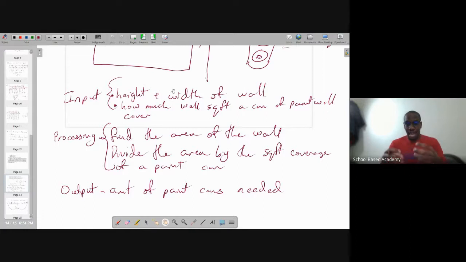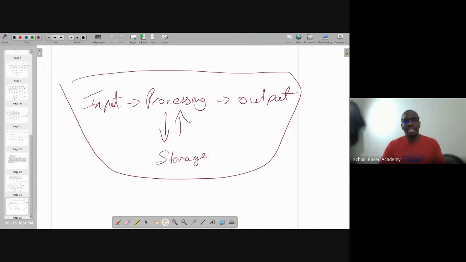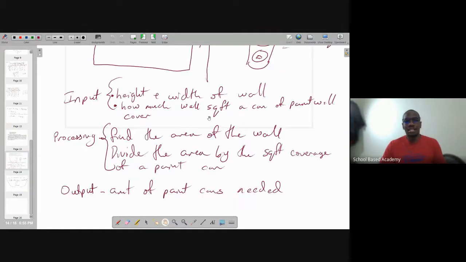All right, so we have to identify and declare some variables. We have to give input statements so that the user will know that they have to put these values into these variables. Once we do that, then we'll go on to the processing and work out the area, the wall, and do the division by the paint can. And then we have to do the output, which will ask the user to show the amount of paint cans needed.